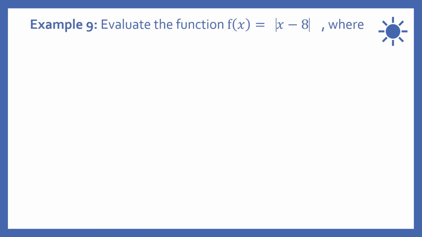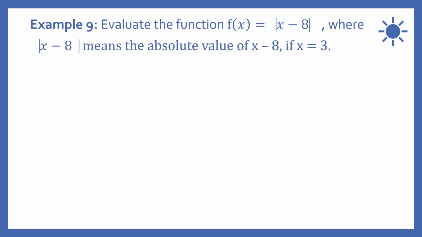Next, example 9, evaluate the function f of x equals, so ito naman ay symbol ng absolute value, absolute value of x minus 8, if x is equal to 3. So, ang x natin, ang value ay 3. Kung matatandaan nyo, pagka sinabing absolute value, kahit na ano man yung value na makukuha natin na nasa loob ng absolute value symbol, pag tinanggal natin siya, magiging positive lagi.